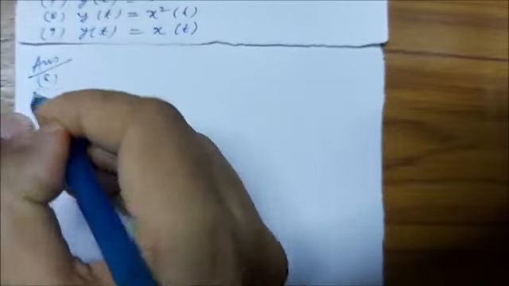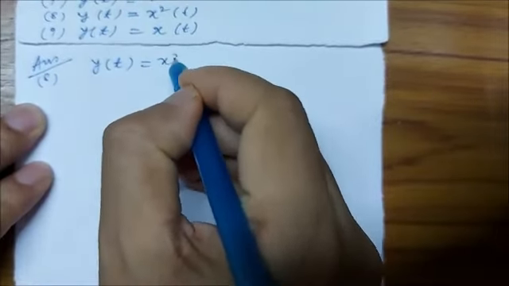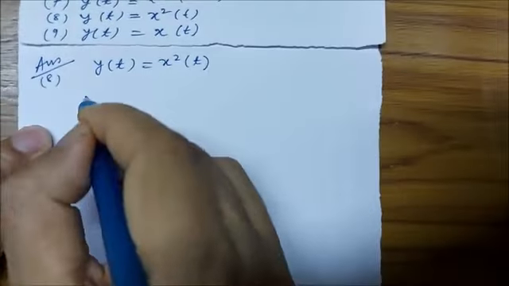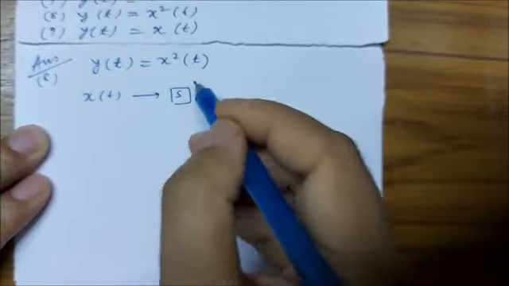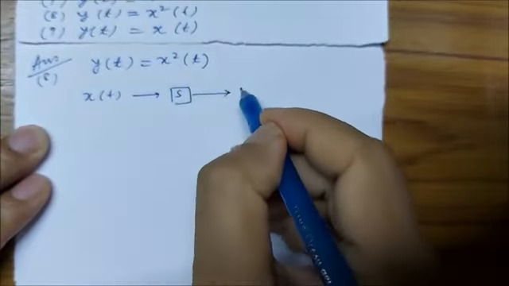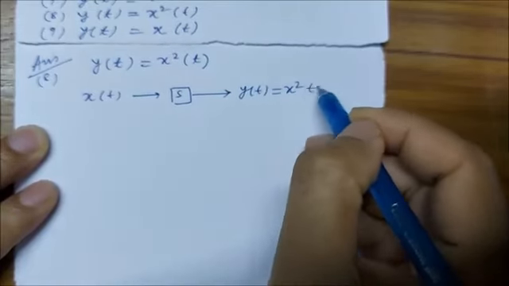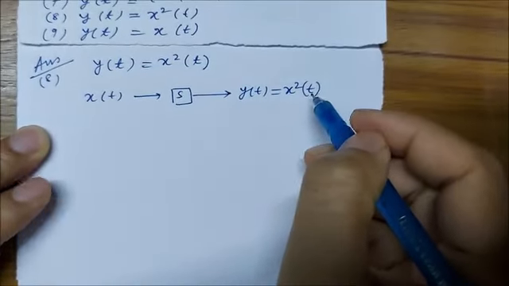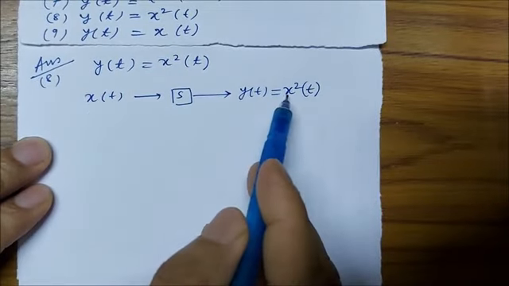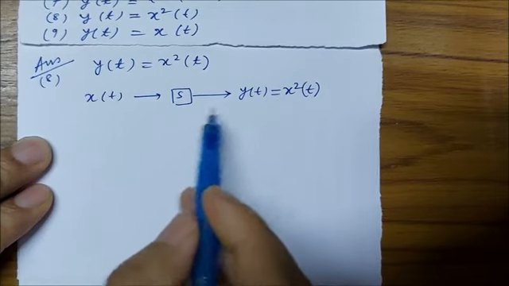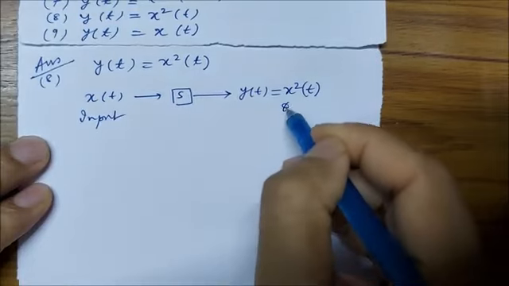So answer to the 8th problem, where it is given that y of t is x square of t. So this is the input applied on the system S, and the response is y of t, which is as given in the question to be x square of t. So clearly x goes to x square, which means the input is squared. So this is the input and this is the output.